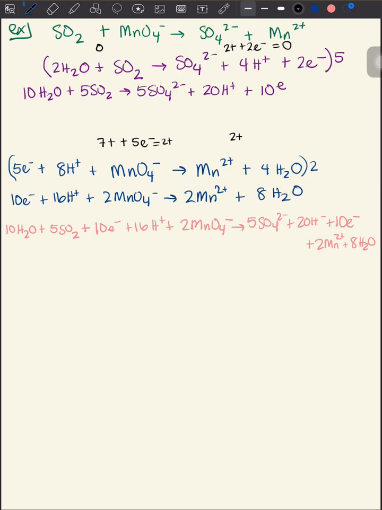So now what we can do is go through and cancel out the things that are on both sides. So my electrons are usually the first thing I cancel out because I know they have to be equal. Now I also notice that I have 10 water on my reactant side and 8 water on my product side. So what happens with that is I can cross those out. There'll be 2 left, and then all of the water on my product side will be gone.